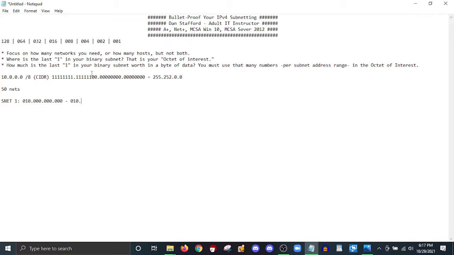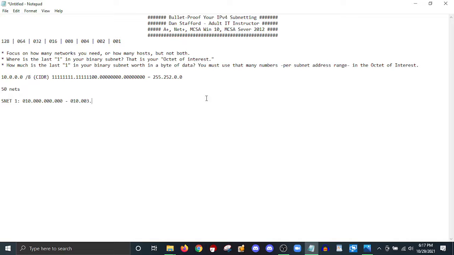All right, and how much is that last one worth in a byte of data, right? So it's the third position left, that's worth 4. That means I must use 4 numbers per subnet range in the second octet, right? The last one is in the second octet. Its value in a byte is 4. I get 4 numbers in the second octet. 0 happens to be one number, so I get 3 more.